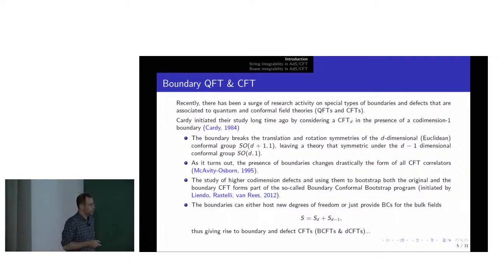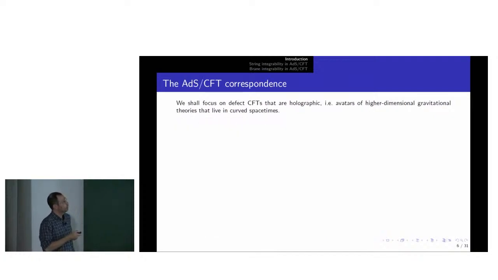Certain types of defects can really be roughly described by that type of action, which contains, of course, the d-dimensional bulk action, and if it's a codimension one defect, it also has degrees of freedom on the boundary, which interact with the bulk theory. And this is precisely the type of defects that we are going to see, but of course in a holographic setup. And I'm interested in defect CFTs that are holographic. That is, they have a dual, which is a gravitational dual, or a string theory dual.